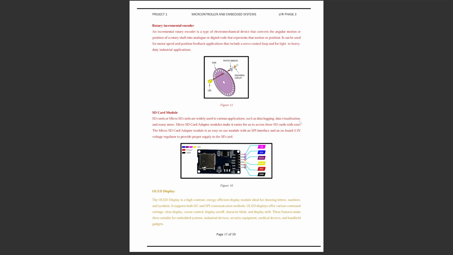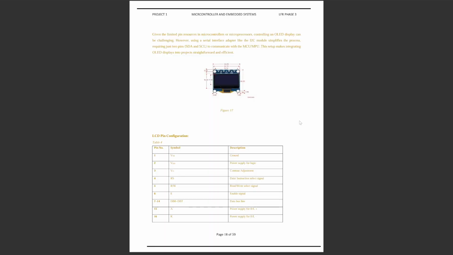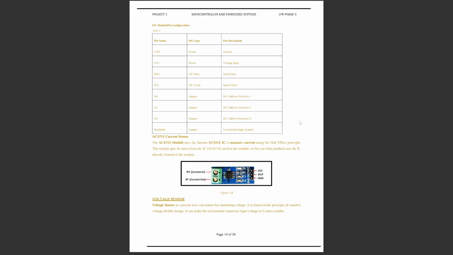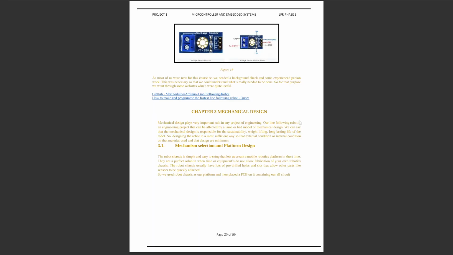The OLED display supports both I2C and SPI communication, but we connected it to the I2C pins. It is really easy to use and its pin configuration is also given. Then comes the current and voltage sensor. The current sensor works on the Hall effect principle, and the voltage sensor works by putting the positive and negative wires in the sensor, and it gives an output. As we were also new to the project, we had to do some research and take help from certain websites, with a link provided here.